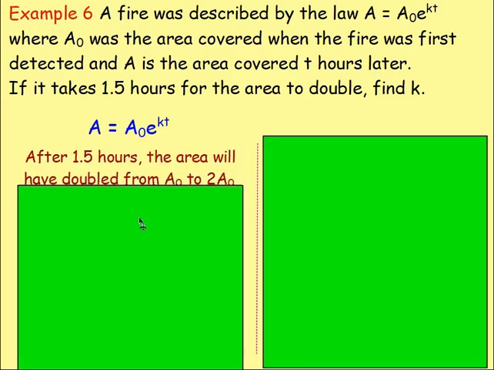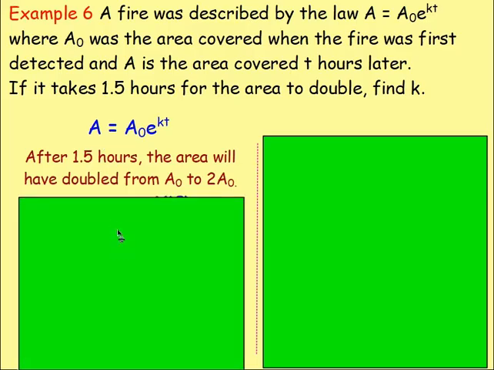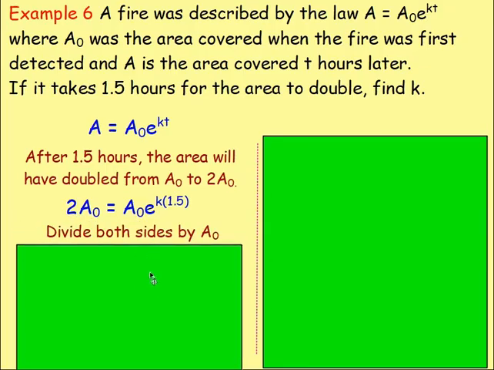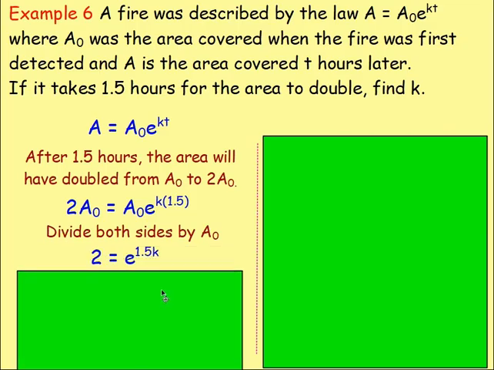Well, right away we know that when the time is 1.5 hours, the area has doubled from A naught to 2 A naught. So we can replace A with 2 A naught, and we can replace t with 1.5. From this, we're wanting to work out the value of k. First of all, though, if you look at it, we've got e to the power of, but we're multiplying it by A naught. What we've also got is A naught on both sides. So we can divide both sides by A naught. If we do that, that'll give us 2 equals e to the power of 1.5k.